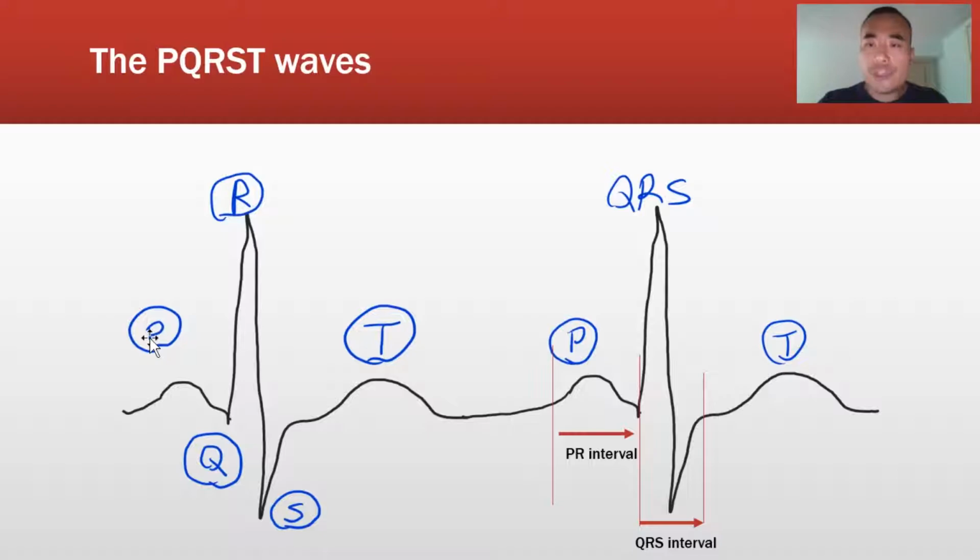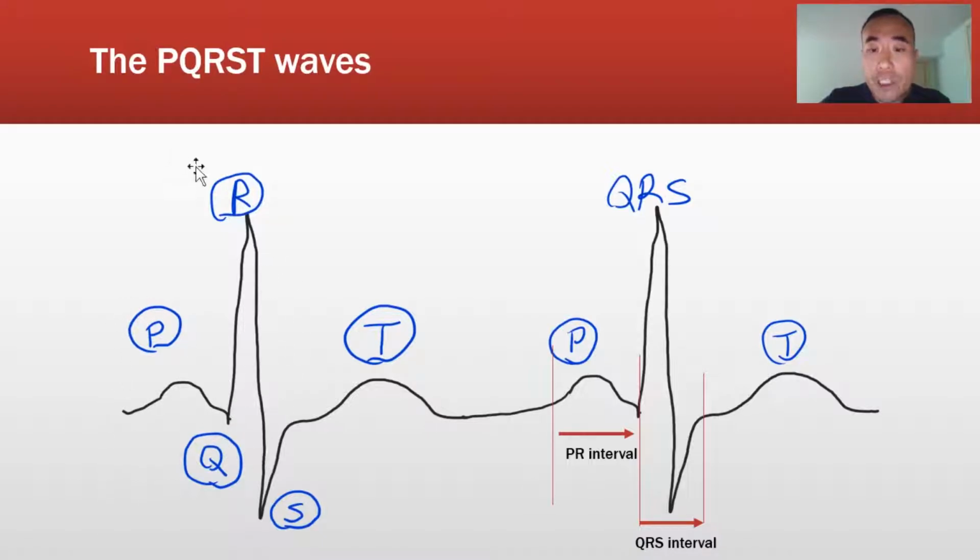Now the P wave represents atrial depolarization, and depolarization is another term for contraction. And then we have repolarization, which is another term for relaxation. So depolarization, DE, contract; repolarization, RE, relax. We're going to be using contract and relax just to make this video a little more user friendly. So when the atria contracts, it creates the P wave.